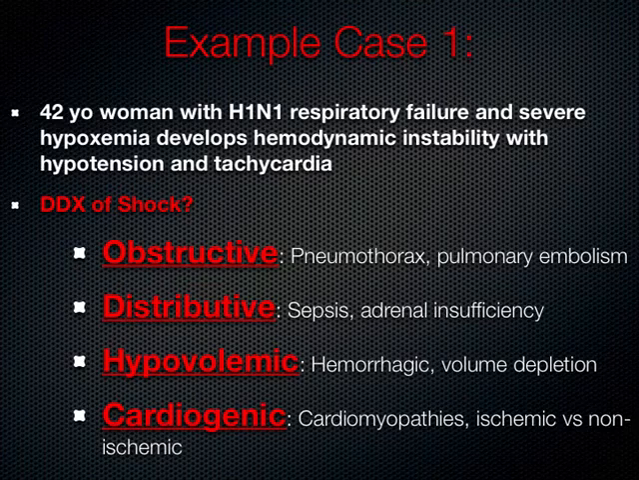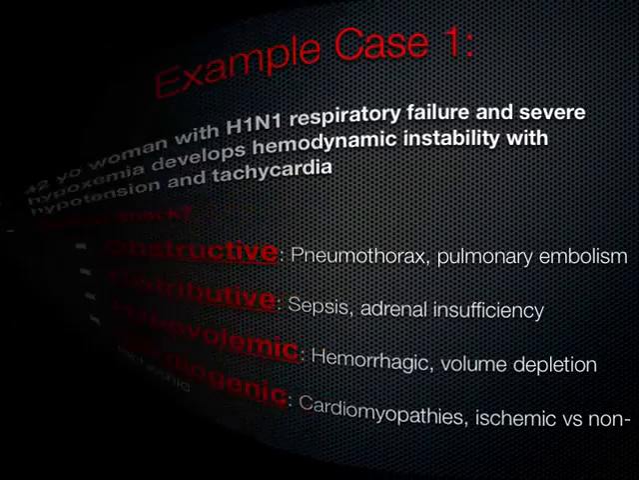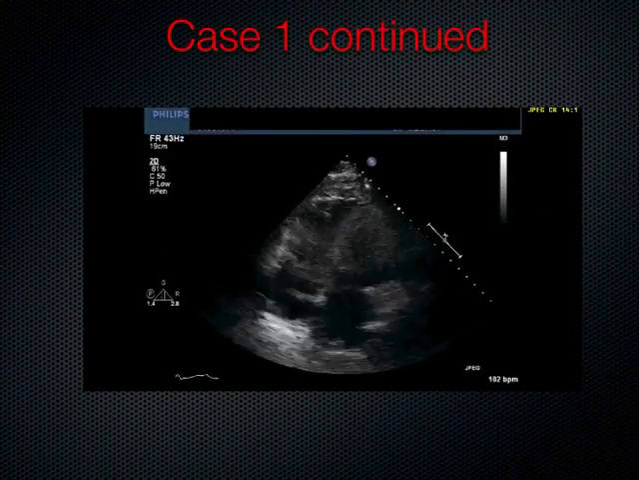And then finally, it could be the heart itself. It could be cardiogenic shock, which can be caused by cardiomyopathies or other types of ischemia to the heart, like a heart attack. It can sometimes be ischemic, or there can be non-ischemic reasons to have cardiogenic shock. So the first thing we do is look at the heart.